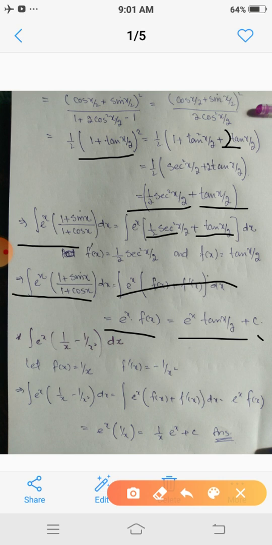So in this way we can solve the integrals of this type. Similarly, if we have e^x into 1 upon x minus 1 upon x square, if we put f of x equal to 1 by x, f dash becomes minus 1 by x square, which implies that the integral e^x into 1 upon x minus 1 upon x square becomes simply 1 upon x e^x plus c. So in this way we can solve any integrand which is the product of two functions.